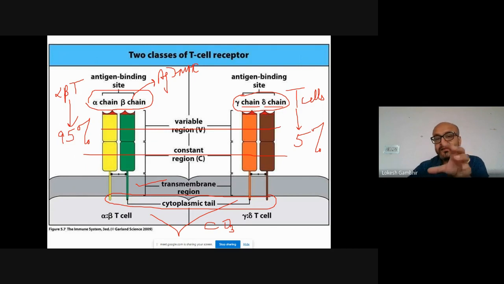So if you compare this receptor with the B cell receptor, what was the B cell receptor? The B cell receptor was membrane-bound immunoglobulin M. It contained two sites for antigen binding, whereas here we have only a single site. That is the reason why we call it monovalent, and we call the receptor of the B cell bivalent.